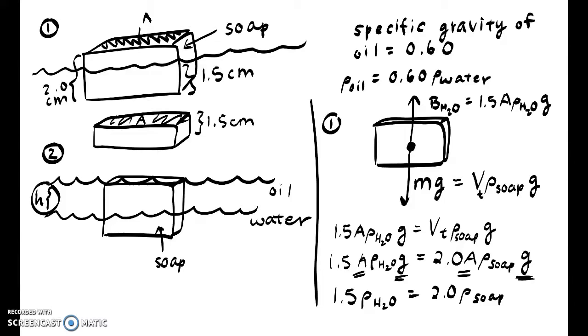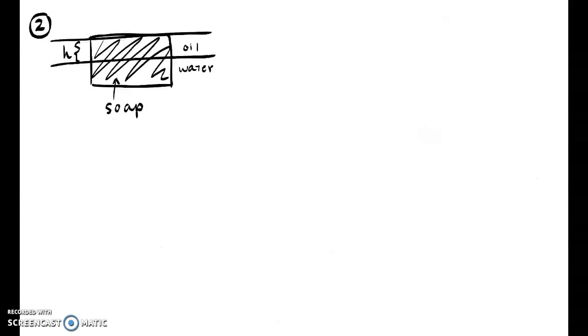So we can find a ratio between the density of water and the density of soap, also known as the specific gravity of soap. We can rewrite it in terms of the density of soap. So we find it's 1.5 over 2.0 times the density of water. Okay, now let's look at the second situation.